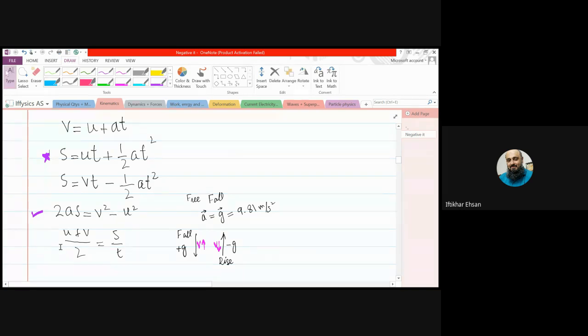There is another form. As you know, average velocity is equal to distance over time. Then average velocity is the average of initial and final velocity. How do you find the average? You add both the values and divide by 2. Right, beta ji?